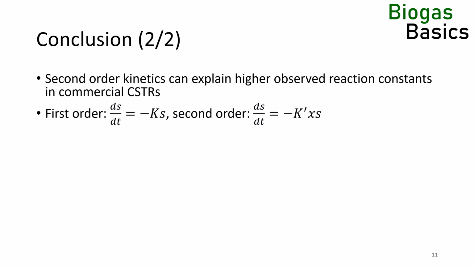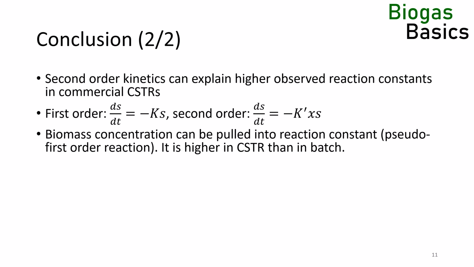The first-order kinetic is dS/dt equals minus K times S. The second-order kinetic is dS/dt equals minus K prime times biomass concentration X times substrate concentration S. Both biomass and substrate must be present to produce biogas. The biomass concentration can be pulled into the reaction constant to create a so-called pseudo-first-order reaction. That is what we observe in batch tests and after a feed stop.